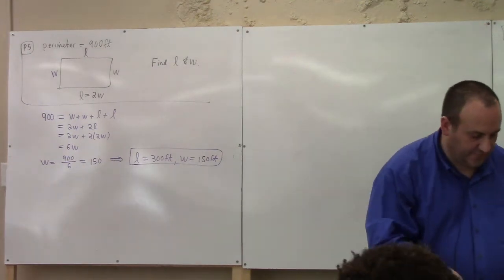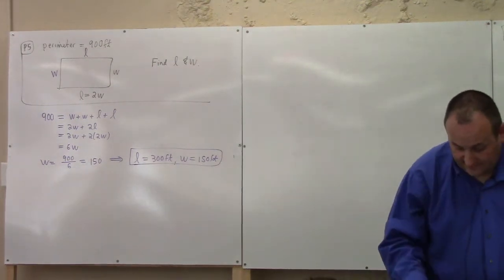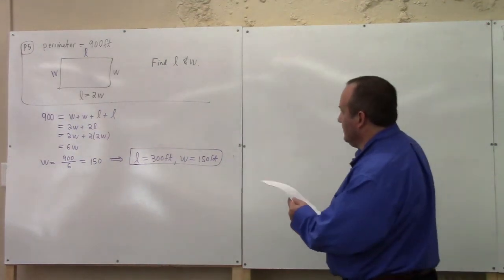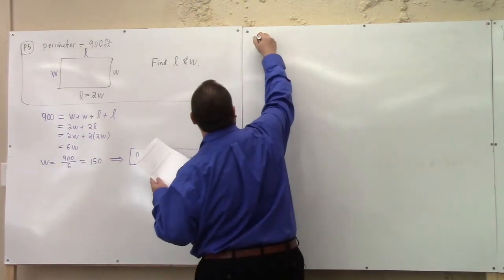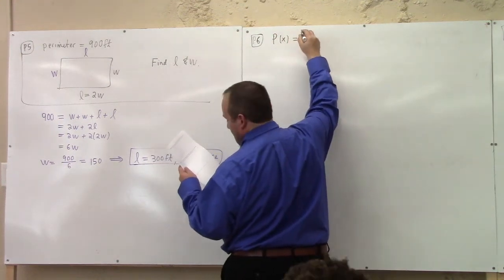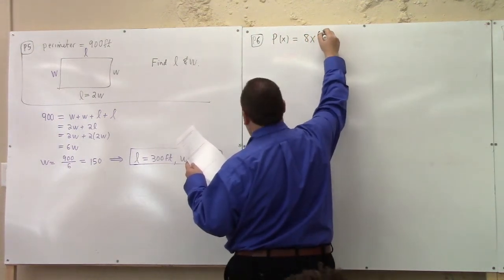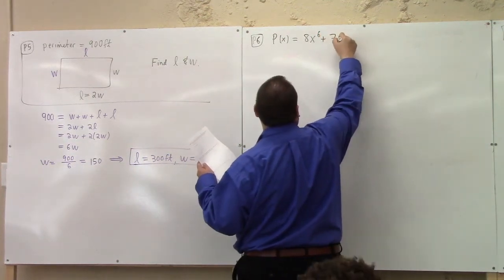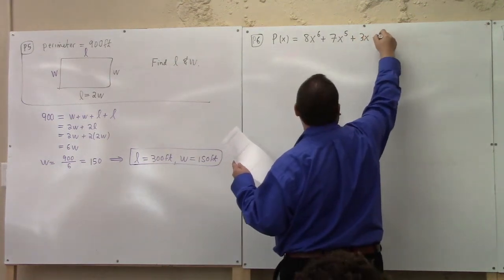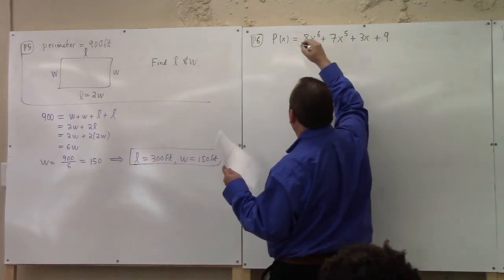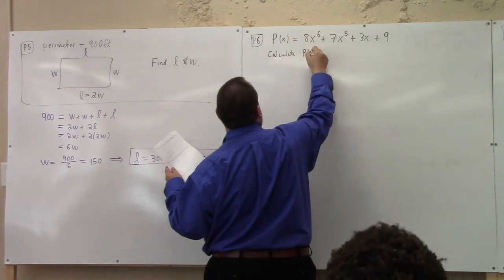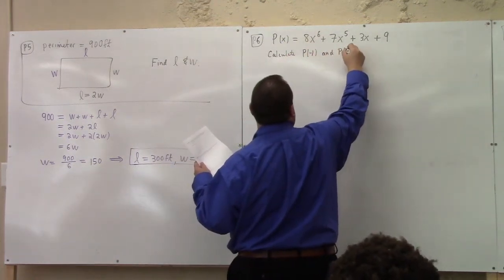This becomes an increasingly important topic if you go on to pre-calculus; this particular calculation I'm about to show you becomes more important. Problem 6. Okay, so I tell you here that P of x is given by the formula 8x to the 6th plus 7x to the 5th plus 3x plus 9. And then it says calculate P of minus 1 and P of 0.